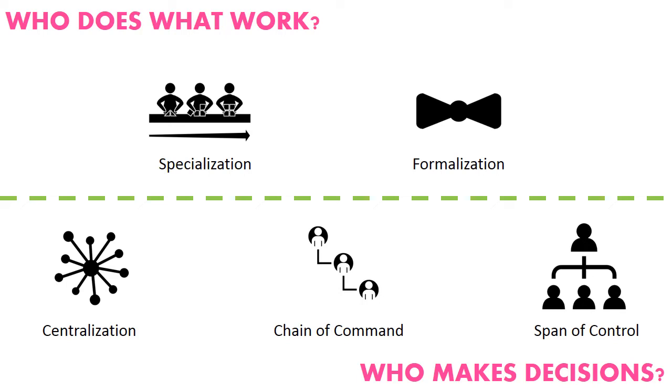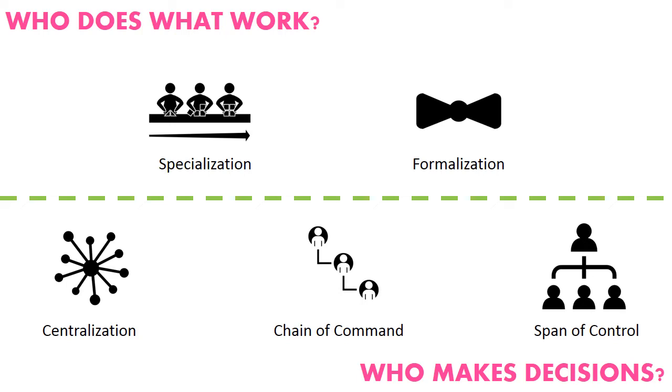In regard to who does what work, we have specialization, which is collecting tasks into jobs. We have formalization, which is the extent to which there are explicit rules or guidelines about who can do what work. In regard to who makes decisions, we have centralization, which is whether decisions are made by a few powerful people in the organization or whether decisions are spread out throughout the organization.